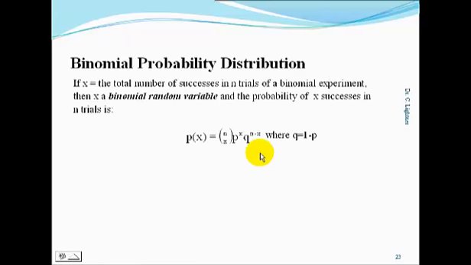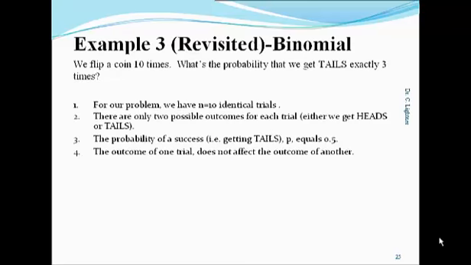Once you become comfortable with how to compute the n choose x portion of this probability formula, you should begin applying this formula to examples. Let's revisit example 3, when we flipped a coin 10 times and wanted to determine the probability that we get tails exactly 3 times. Recall for our problem, we have n equals 10 identical trials. We also have 2 possible outcomes from each trial. We either get heads or tails.